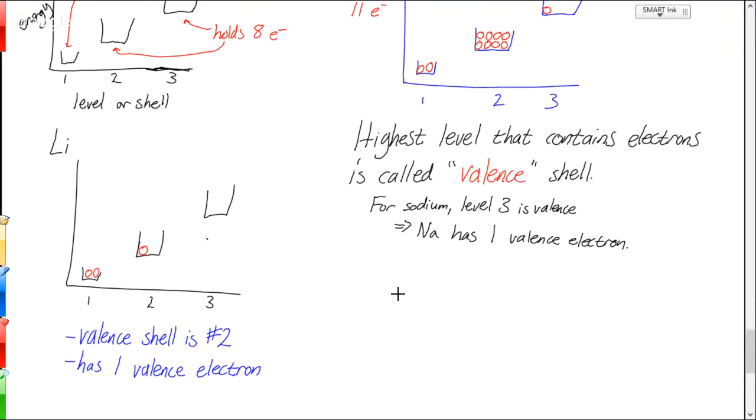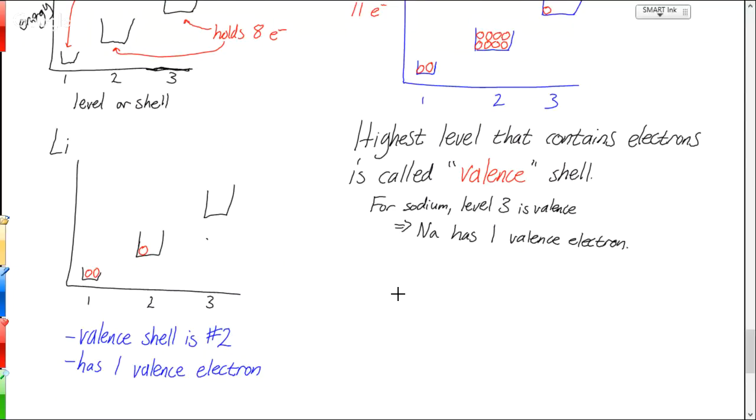So lithium and sodium are in the same column, right? Or group sometimes, we'd say, or family. And which group is that? They have labels on the top. So they're in group 1A, and they each have 1 valence electron. So is that a coincidence? It's not. It's kind of set up that way.